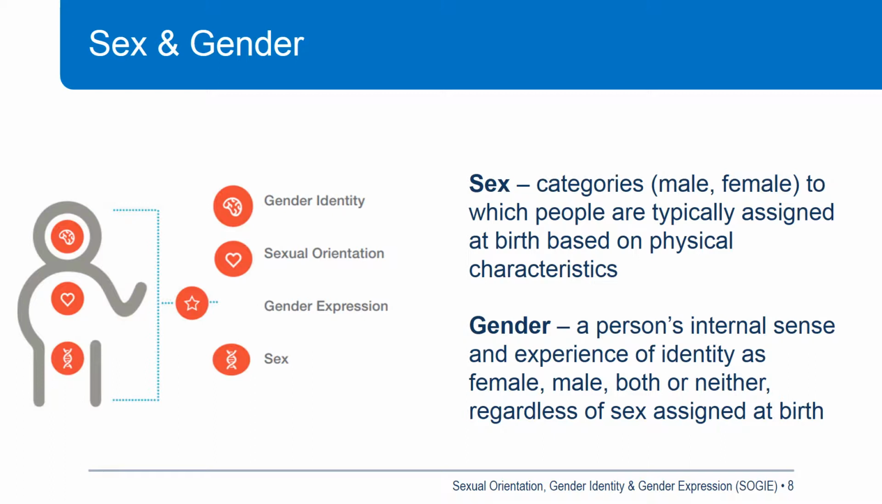Sex refers to categories, male, female, to which people are typically assigned at birth based on physical characteristics. Everyone is assigned a binary sex of male or female at birth. And in Alberta, we now have a third gender marker, X, which can only be changed after birth.